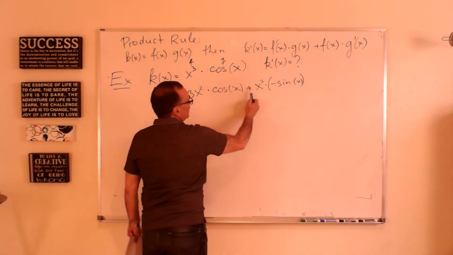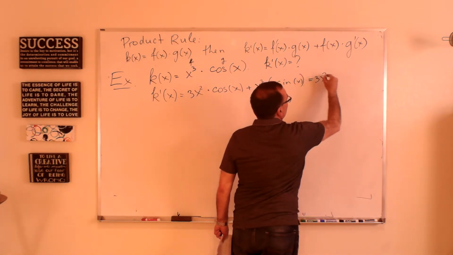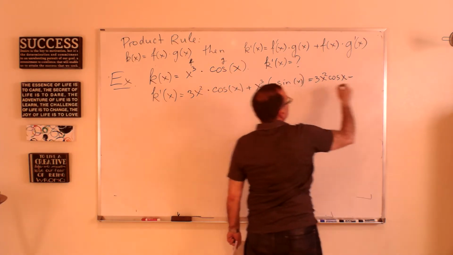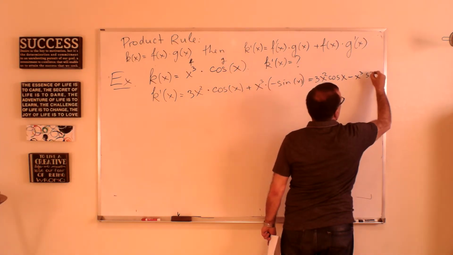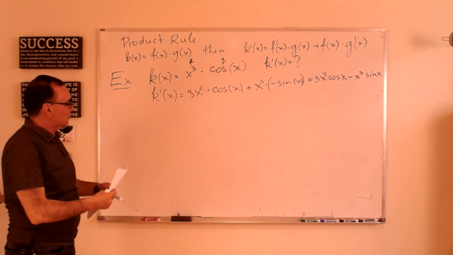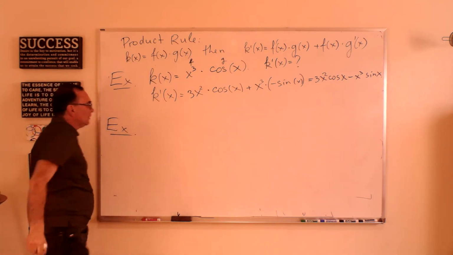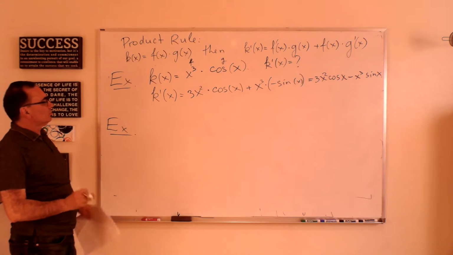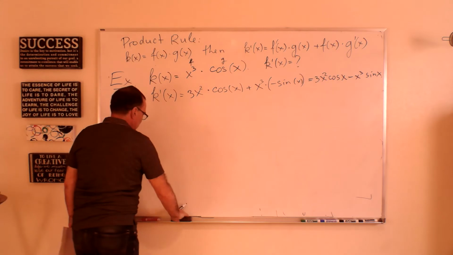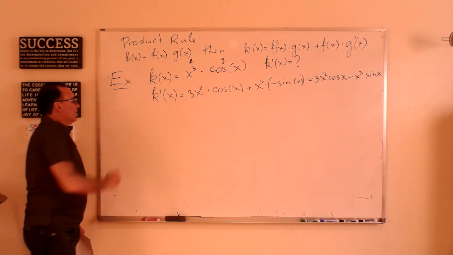Simplify it a little bit by just multiplying minus times plus is minus, so it ends up 3x squared cosine x minus x cubed sine x. So this is how we apply the product rule. Now here's another example.